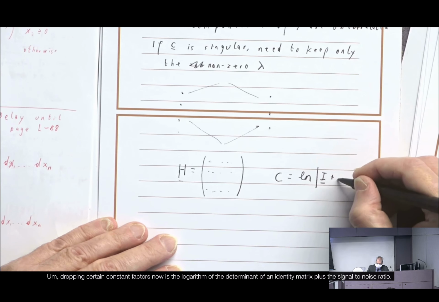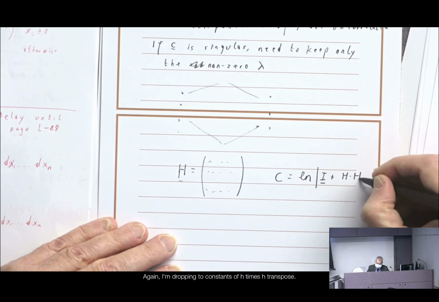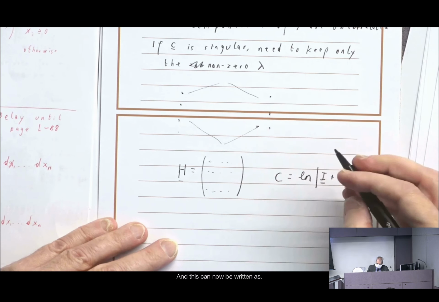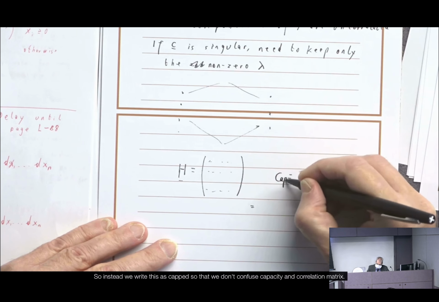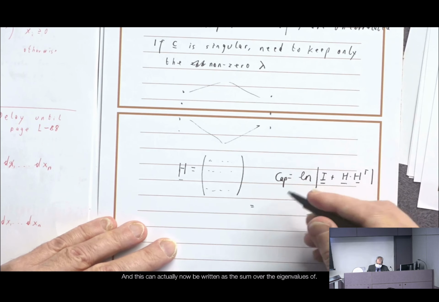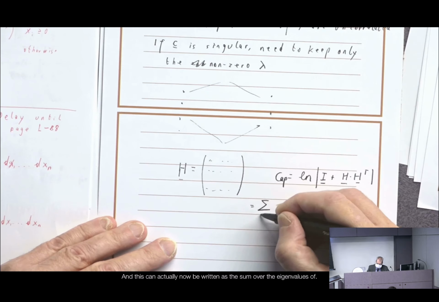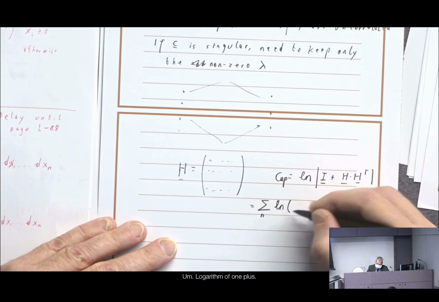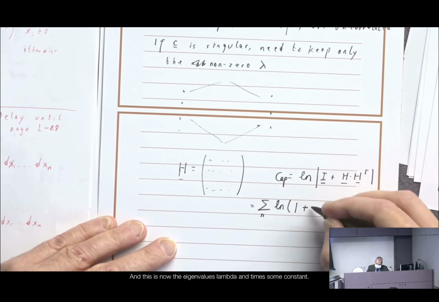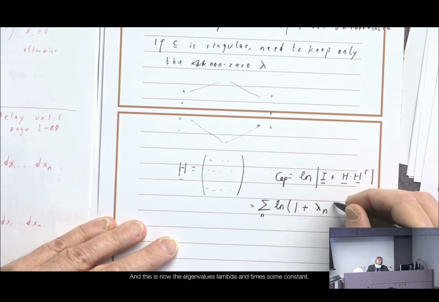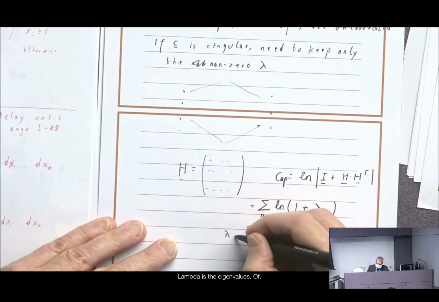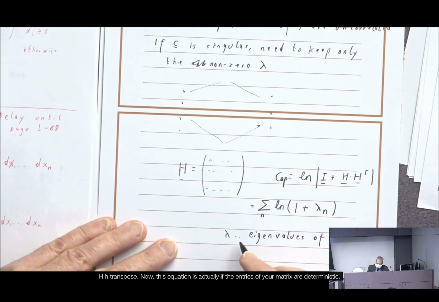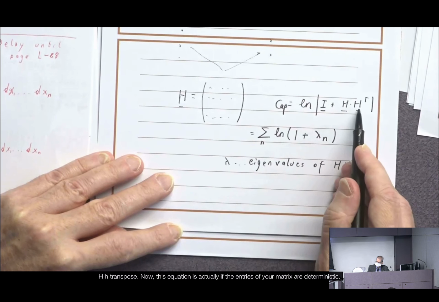And your capacity of the system, I'm dropping certain constant factors now, is the logarithm of the determinant of an identity matrix plus a signal-to-noise ratio, again dropping the constants, of H times H transpose. And so the entries here are complex Gaussian variables. And this can now be written as, let me write this as cap so that we don't confuse capacity and correlation matrix, the sum over the eigenvalues of the logarithm of 1 plus, and this here is now the eigenvalues lambda n times some constant. Lambda is the eigenvalues of H H transpose.